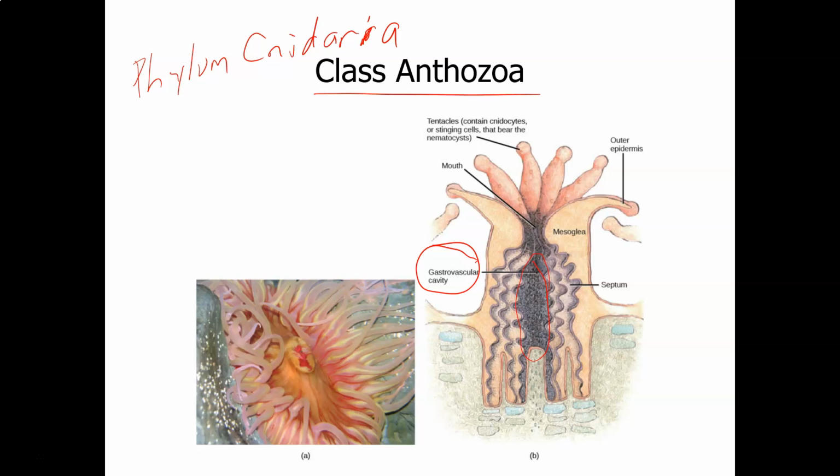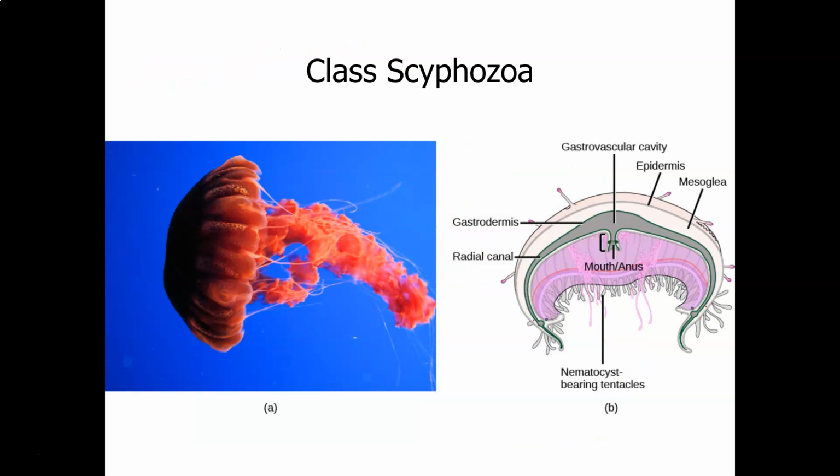So basically their cardiovascular system and their digestive system is one altogether. There's no separation of those body systems. This is a Portuguese man of war, and it's in the class Scyphozoa.